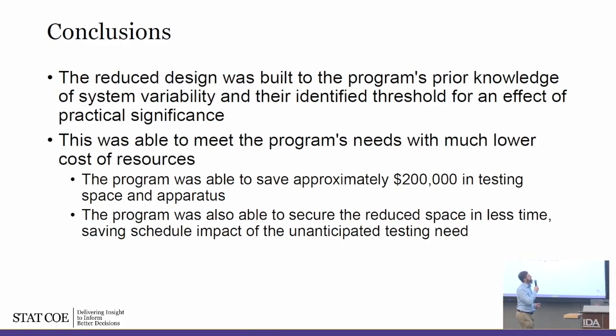So the reduced design was built to the program's prior knowledge of the system variability. That's the primary driver for what allowed us to reduce the test and have that be convincing to the decision maker to allow us to save them their time and resources. It was able to meet the program's needs with much lower cost. The program was able to save approximately $200,000 in the test resources, and also a reduced time to the schedule, which arguably may have been more important to them.